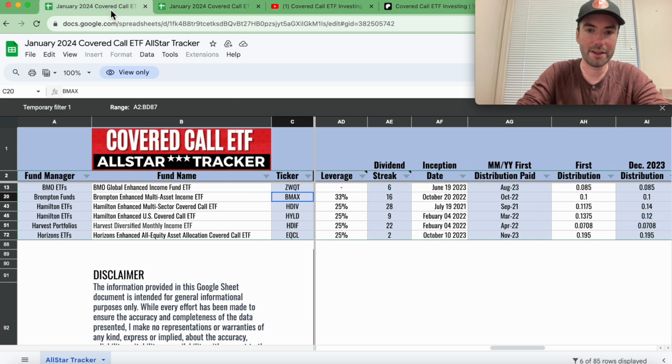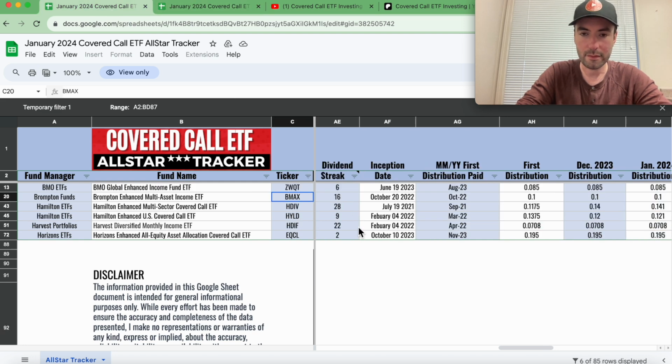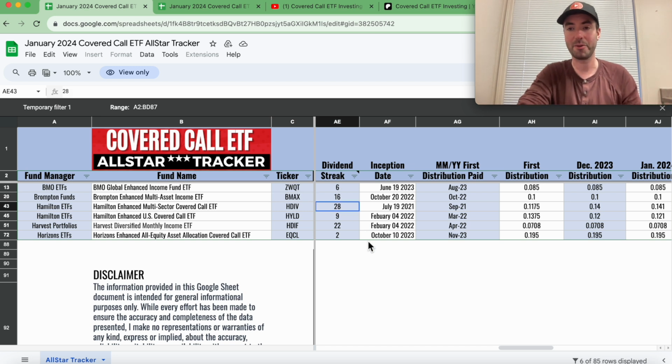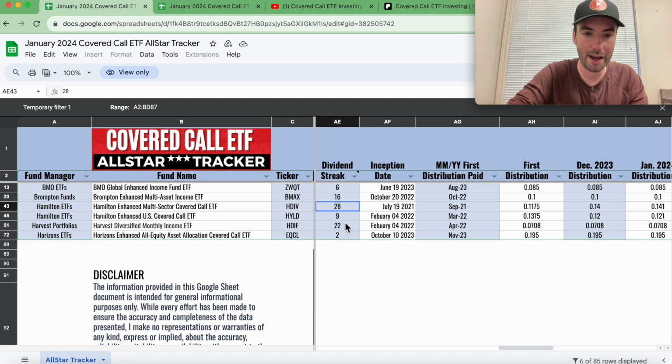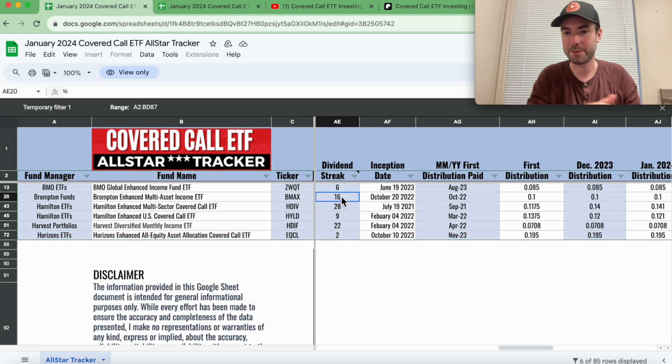Let's look at dividend streaks. We can see with the all-in-ones, the highest dividend streak we have so far is HDIV. I don't think it has cut a distribution. It's been only growing over time. Same with HDIV, I believe it's been consistent all the way. I don't think it's necessarily grown, but it's been the exact same over this entire time. BMAX, same thing as well. It's been the exact same since inception in late 2022.